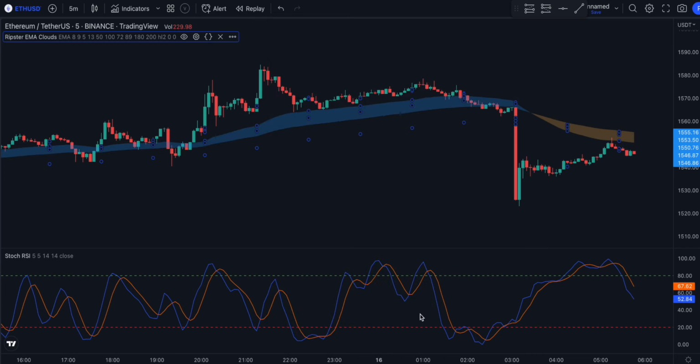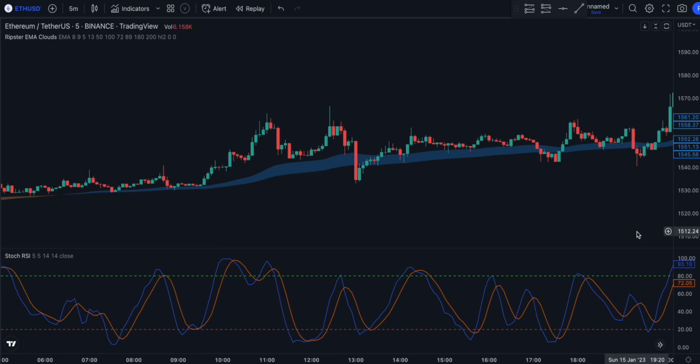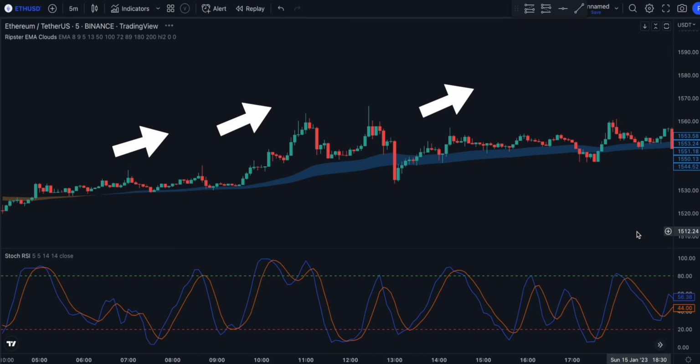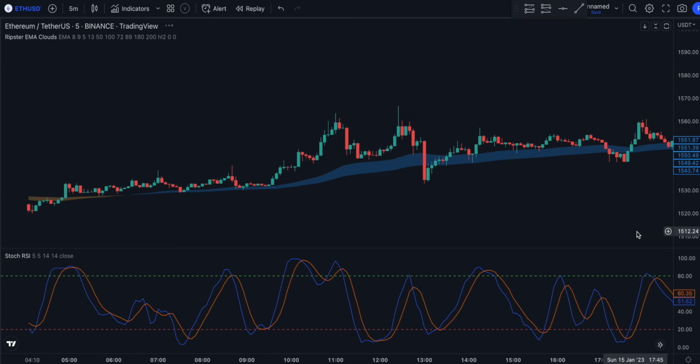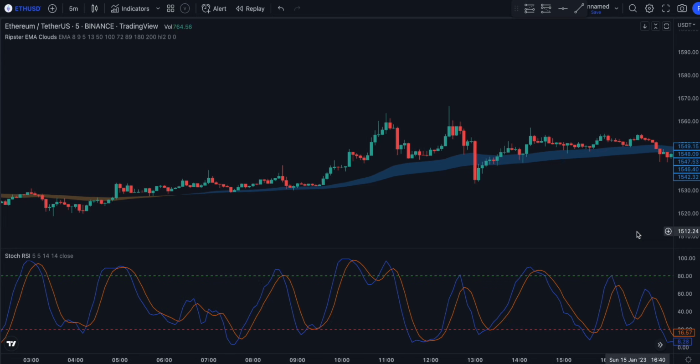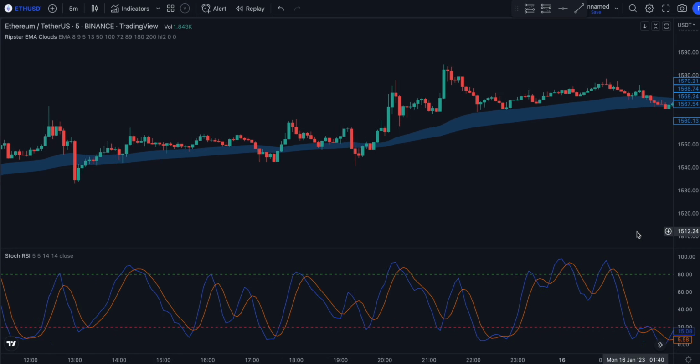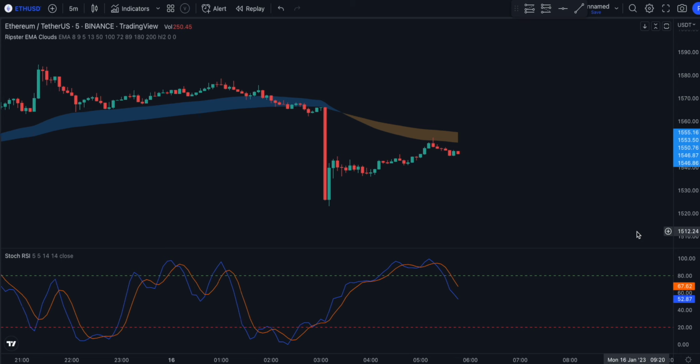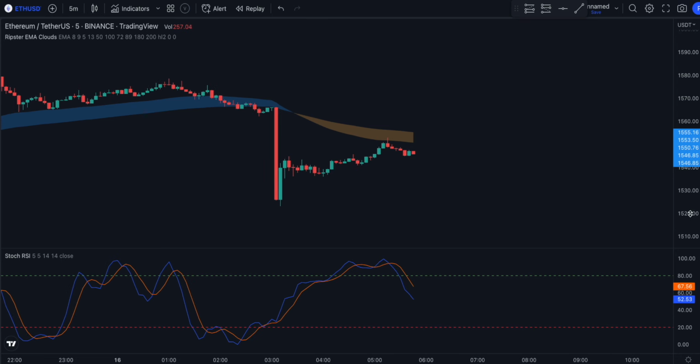The EMA cloud you see on the chart will determine the long-term trend direction. If the price breaks above the EMA cloud, the indicator will change its color to blue. This also signals a change in the trend from bearish to bullish. During the uptrend, only long positions can be taken. When the price breaks below the moving average cloud, the indicator turns orange. Make sure to only take short positions during this time.